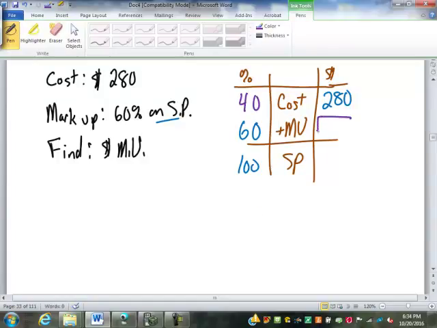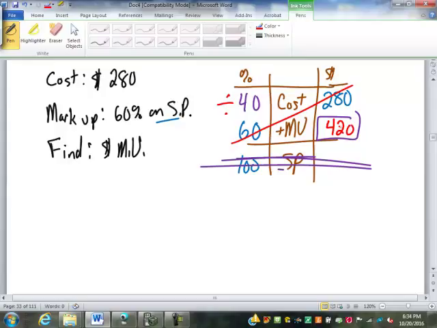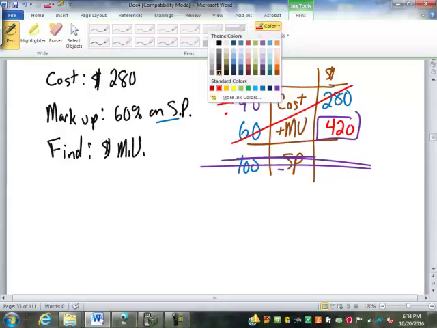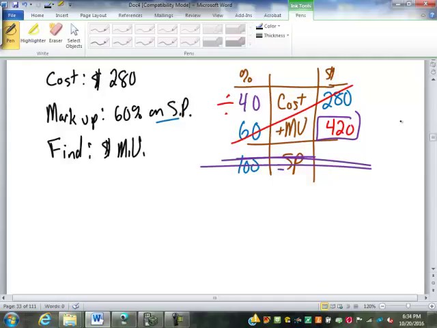We are looking for the dollar amount of the markup. So we're not going to use the selling price. 60 times 280 divided by 40 is $420. $420 is the dollar markup. Any questions?